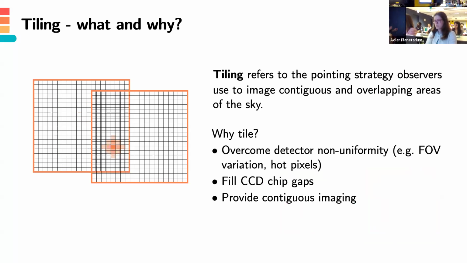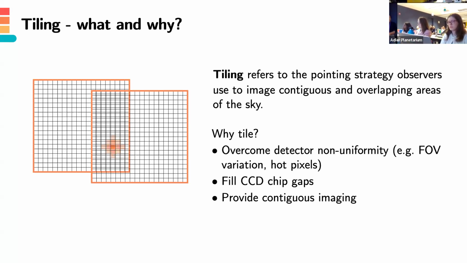So these surveys, or many wide field surveys, as their name implies, cover a very large area of the sky. Tiling refers to the pointing strategy observers use to image contiguous and overlapping areas of the sky. So first of all, why do we tile? Why don't we just go back to the exact same position on the sky every time? That'll give us the same depth, right? Because we'll have the same total number of exposures on any given position.